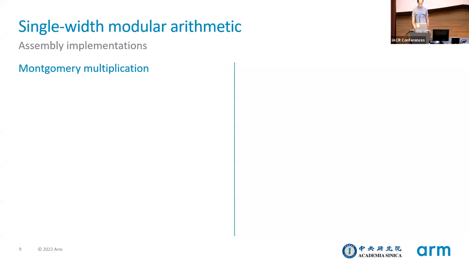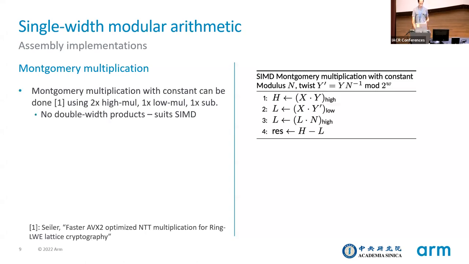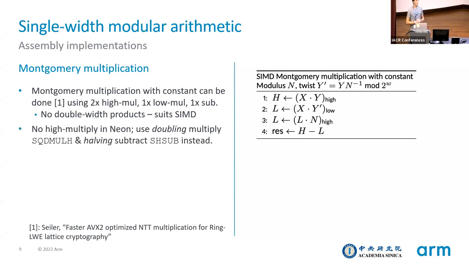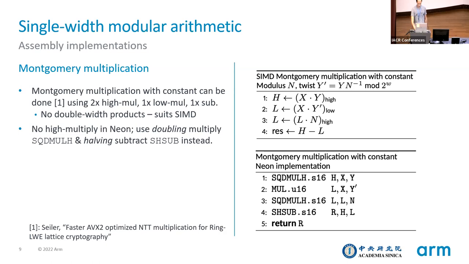But first, how do we implement Montgomery multiplication on Neon? We had it yesterday in the talk. Montgomery multiplication can be expressed as two high multiplications and a low multiplication. And if you try this on Neon, you will find that it doesn't quite work. There's no high multiply. But what you find is that there's a doubling high multiply, and you can use that, and you compensate the doubling by use of a halving subtract. So that works. And we see the sequence here.